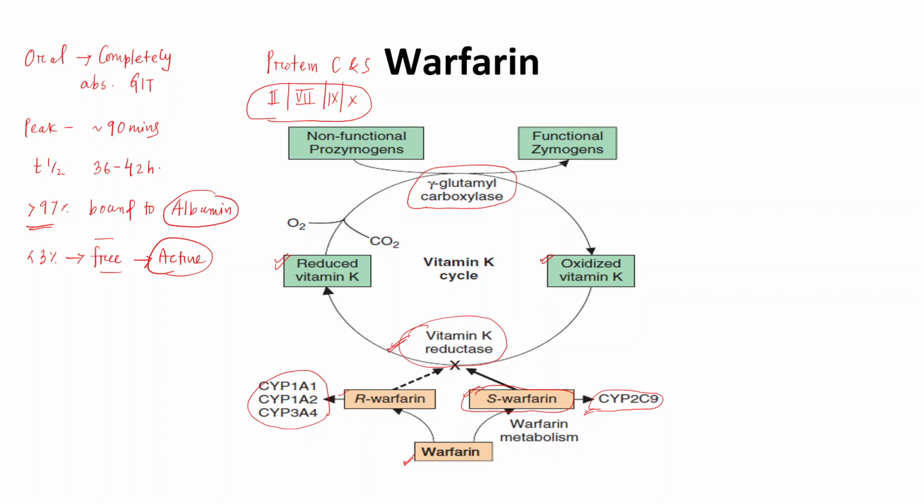I said that the S isomer is metabolized by CYP2C9. That's why any polymorphism in CYP2C9 will affect the warfarin concentration in the blood. The important ones to remember for CYP2C9 are CYP2C9 star 2 and CYP2C9 star 3. These two polymorphisms are important.